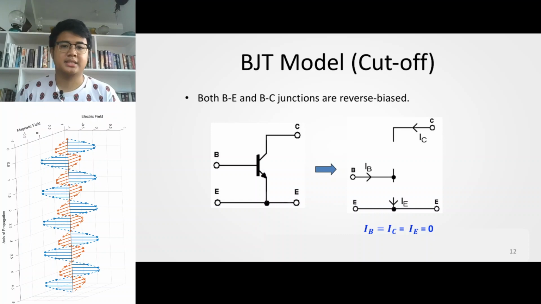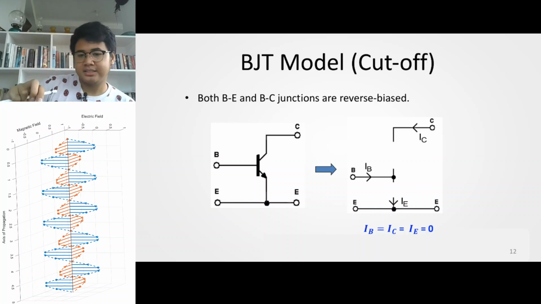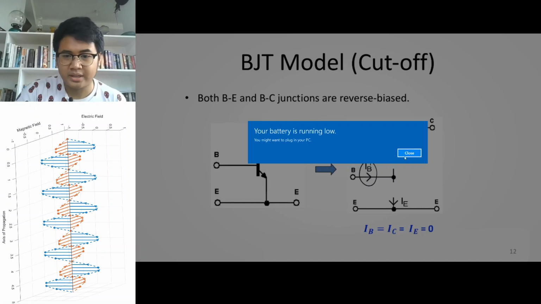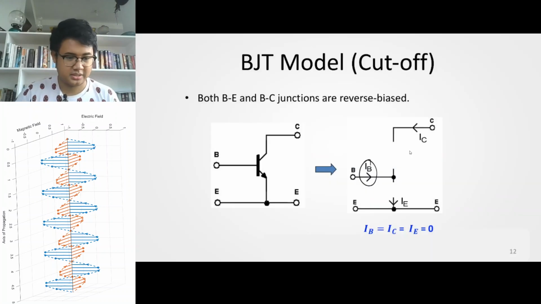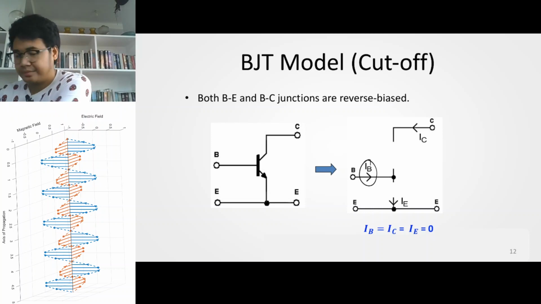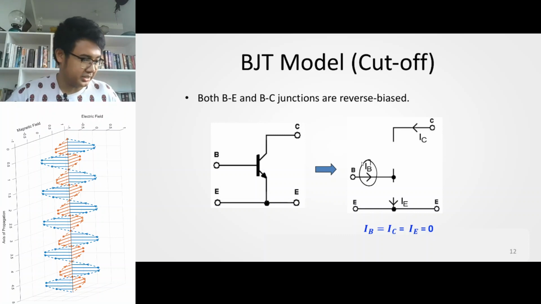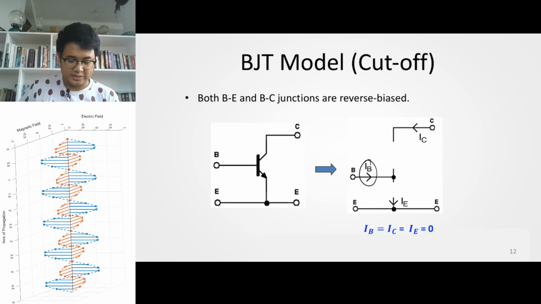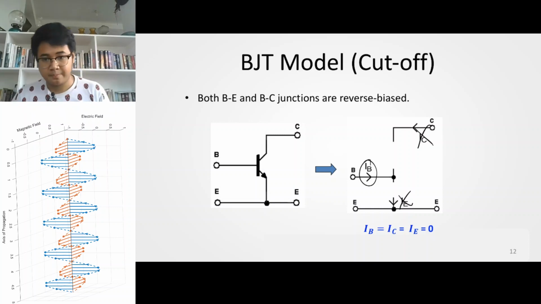First model is the cutoff model, when there is a small current, just approximately zero, very small. There's no current flowing. I apologize for that. Alright, so a very small IB. If IB is very small, then there will be no current flow across your BJT.